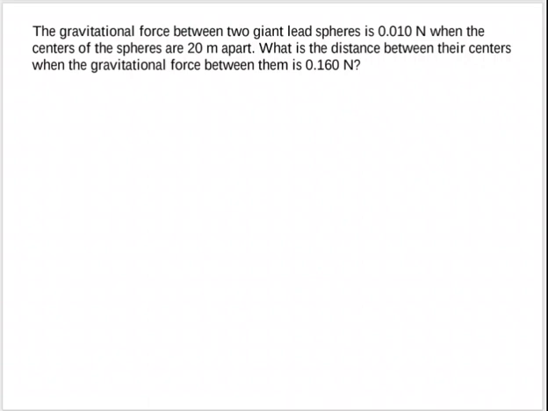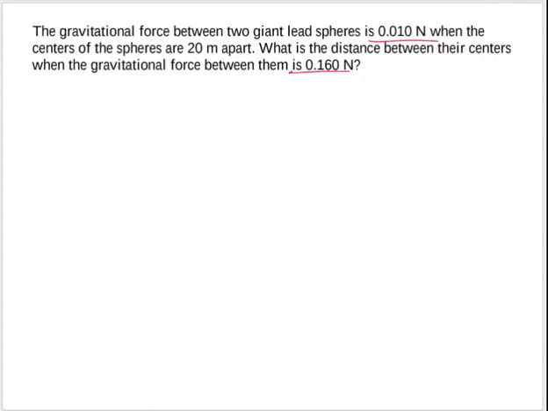So the gravitational force between two giant lead spheres is 0.010 newtons when the centers of the spheres are 20 meters apart. What is the distance between their centers when the gravitational force between them is 0.160 newtons? So when your gravity force increased, what we would do here is we have the original gravitational force between them here.